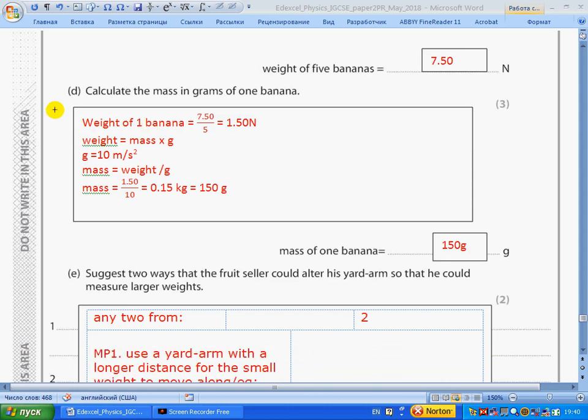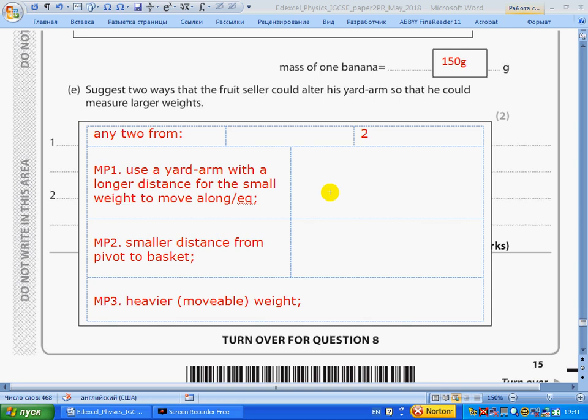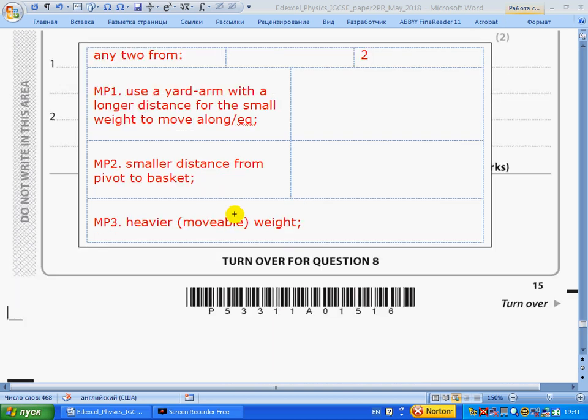Calculate the mass in grams of 1 banana. So the weight of 1 banana will be 5 times less. We divide by 5. And weight equals mass times g, so mass equals weight divided by g. So the weight of 1 banana divided by 10 gives us 150 grams. Now, name 2 ways that the fruit seller could alter his yard arm so that he could measure a larger weight. So either you make a longer distance for the small weight to move along, or a smaller distance from the pivot to the basket, or a heavier weight. So 3 variables we can change.